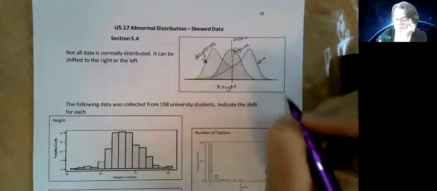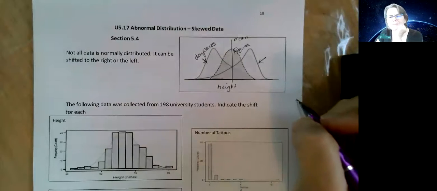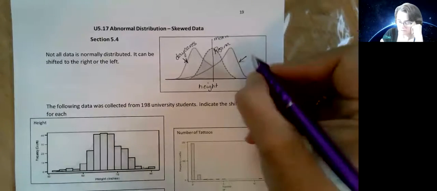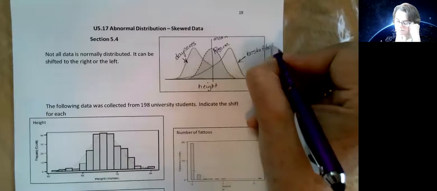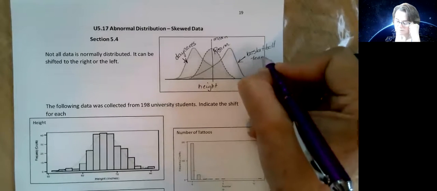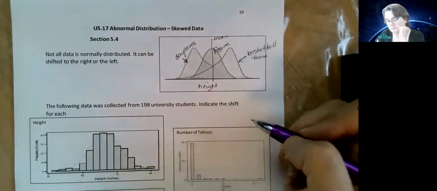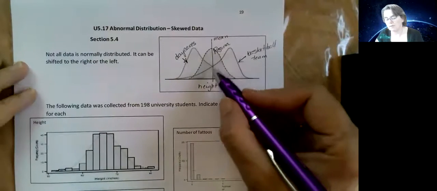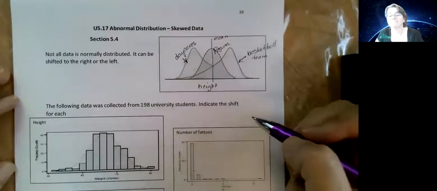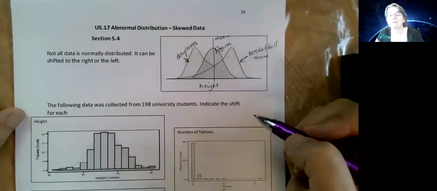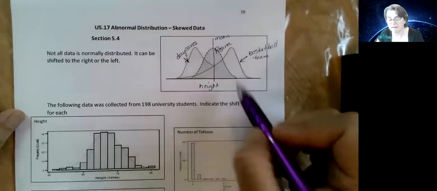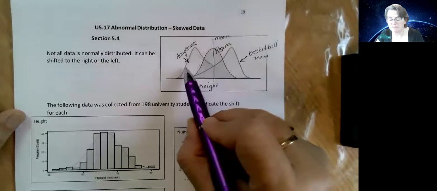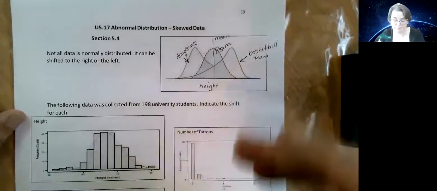And this one, height-wise, what's the opposite of a daycare? How about a basketball team, where almost everybody's really tall, and maybe there's a few shorter people like the coach, or I really don't know who works with a basketball team. So normal distribution, nice symmetric curve. It can be shifted. This one is shifted to the left, and this is shifted to the right.